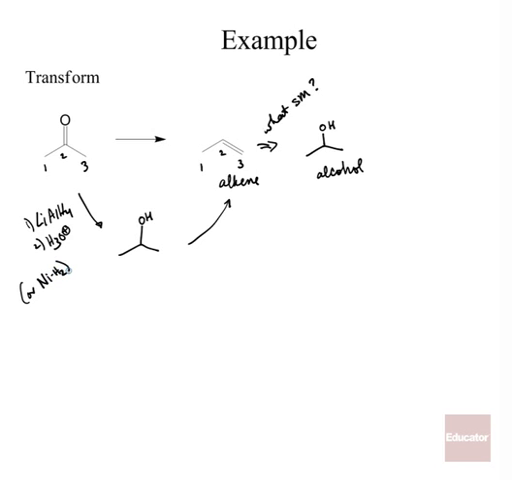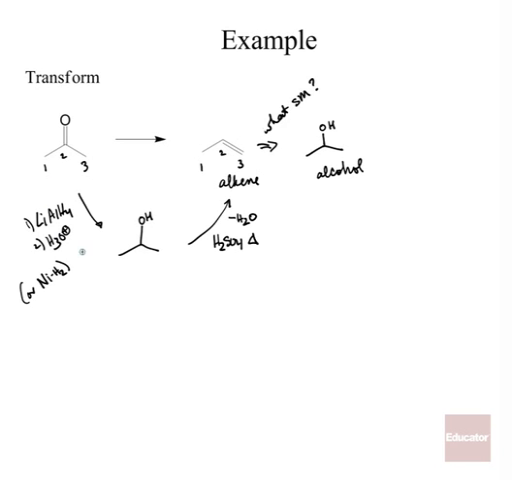Raney nickel, Ni/H2, also does this reduction of a carbonyl to an alcohol. That would be fine too. And then once we have this alcohol, we want to dehydrate, we want to lose water. What conditions will remove water from an alcohol? We need a strong concentrated acid, something like H2SO4, and heat does a dehydration. So this would be a good way to do this transformation.